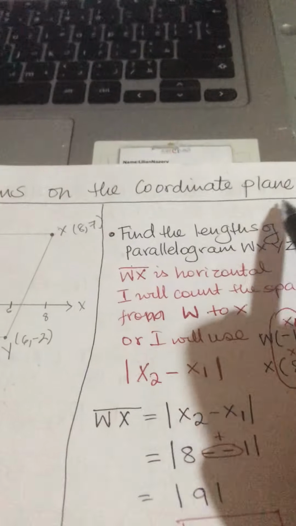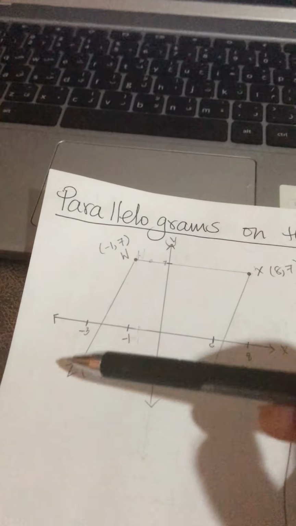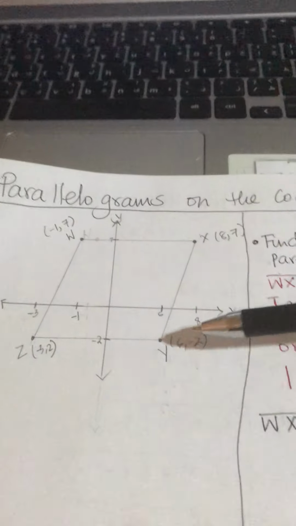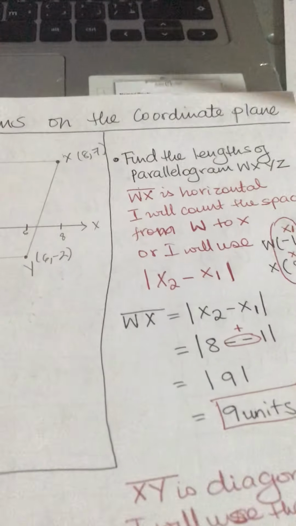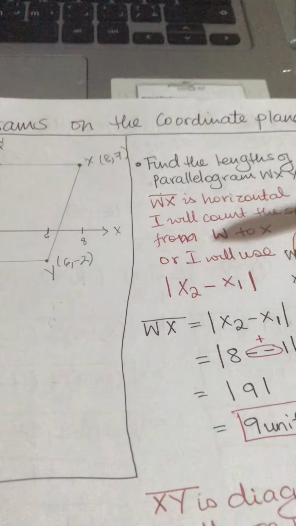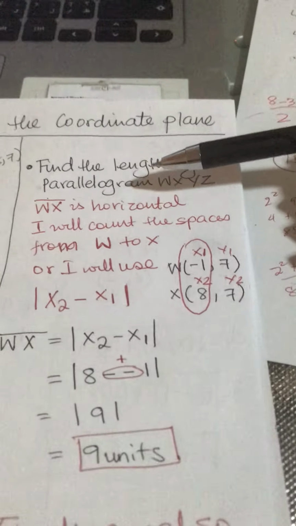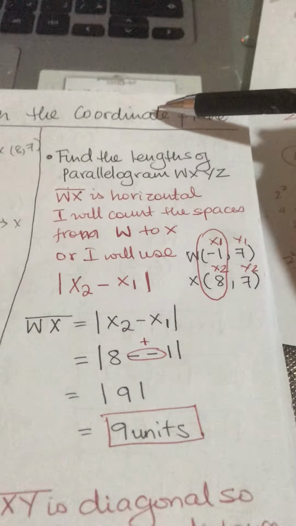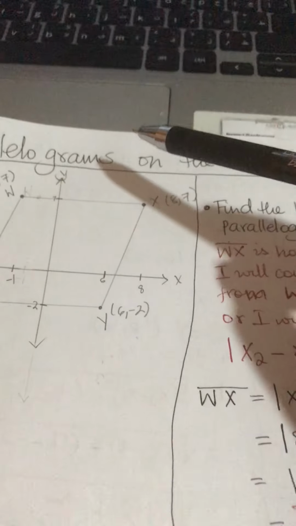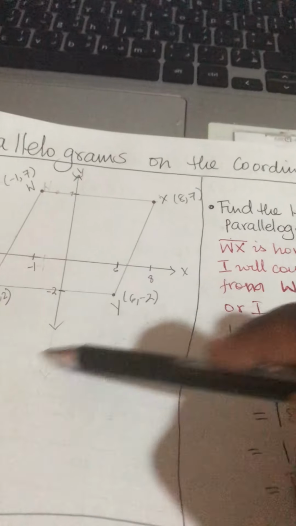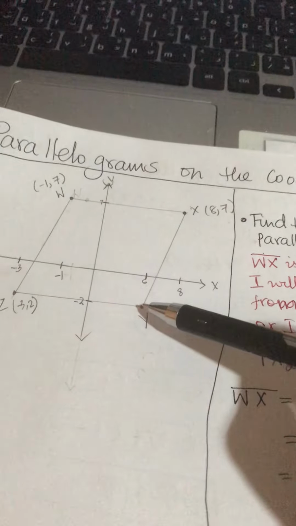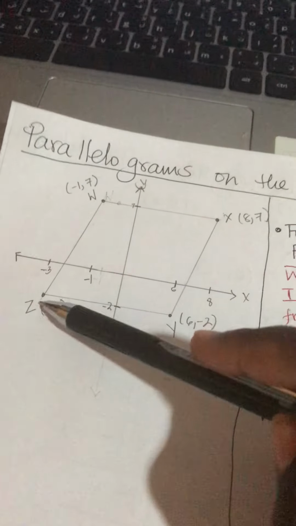Okay, now, they will give you parallelograms on a coordinate plane, something like this. They'll give you points for each corner. They may tell you to draw, it may already be drawn, or they just give you points without drawing. So, the first question they can ask you is find the length of WXYZ. So they're asking you to find the length of this parallelogram. So that means find the length of WX, find the length of XY, find the length of YZ and ZW.